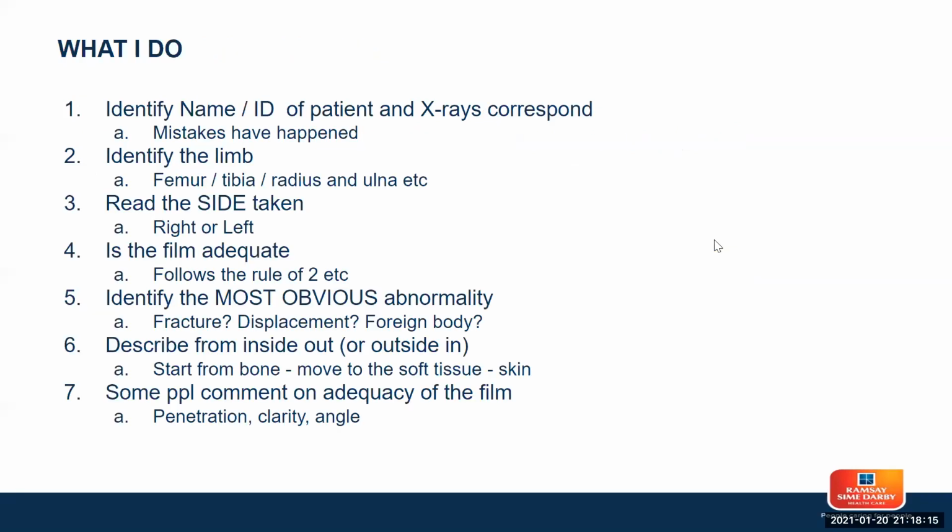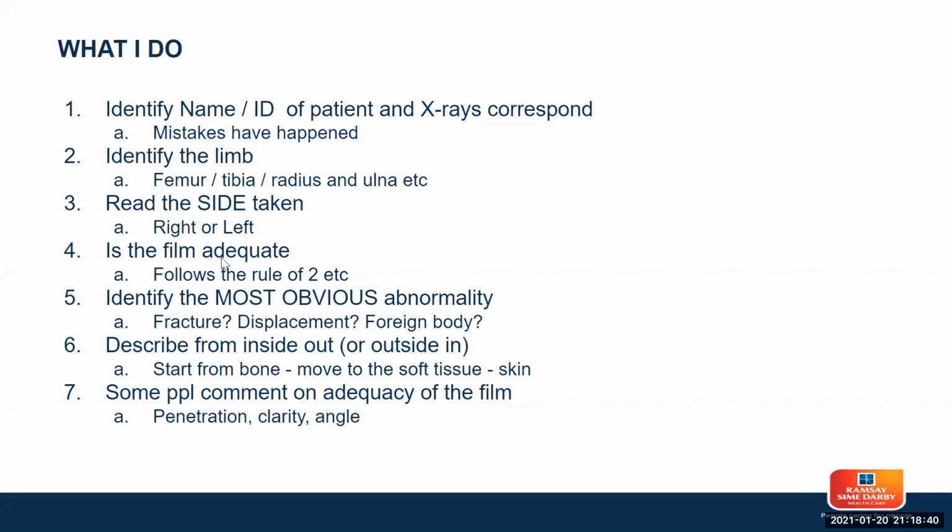What I normally do is step by step. Again, first identify the name and ID of the patient and that the X-rays correspond to the name. As I mentioned earlier, mistakes have happened. Identify the limb. Which part of the limb is it? The femur, the tibia, the radius? Please know at least the major bones where they are. Then the side of the fracture, whether it's right or left.